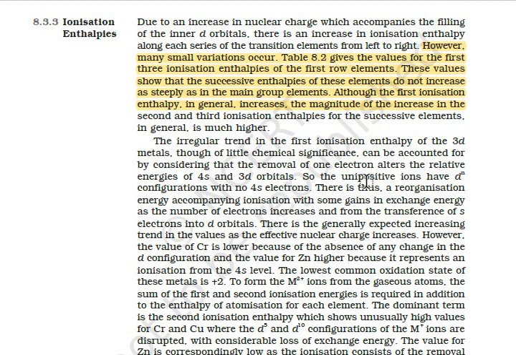Although the first ionization enthalpy in general increases, the magnitude of the increase in the second ionization enthalpies for the successive elements is much higher than in the case of their preceding ones. The irregular trends in the first ionization enthalpy of the 3d elements, though of little chemical significance, can be accounted for by considering that the removal of one electron alters the relative energies of 4s and 3d orbitals.